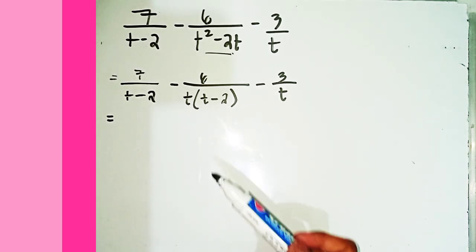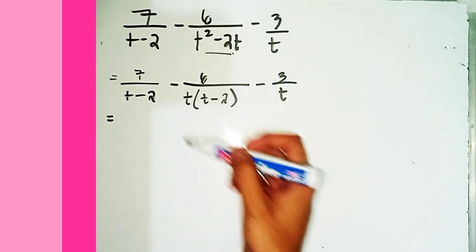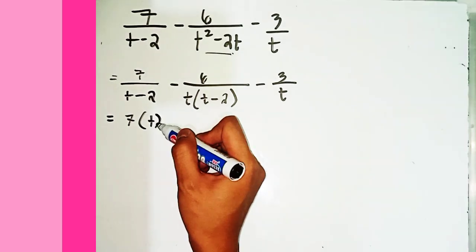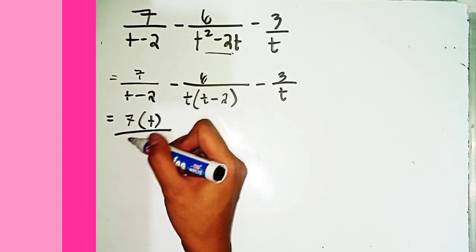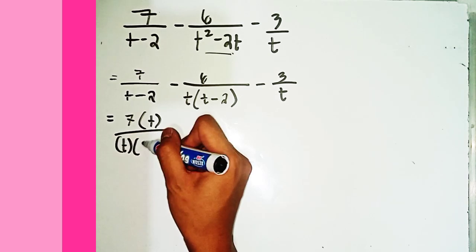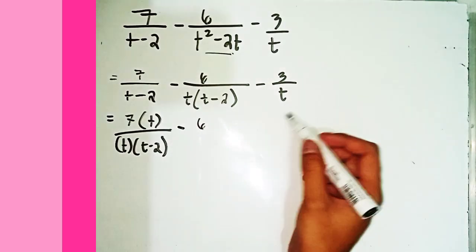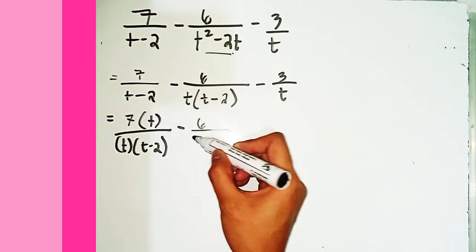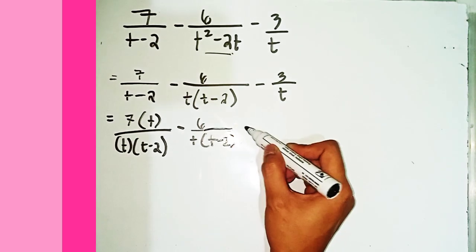So, we need to get their LCD for us to add. Before we can add the numerators, just make sure that their denominators are already the same. So 7 multiplied by t, and t multiplied by t minus 2. Whatever you would be multiplying on the top, you should also multiply on the bottom. So, 6 all over t minus 2.